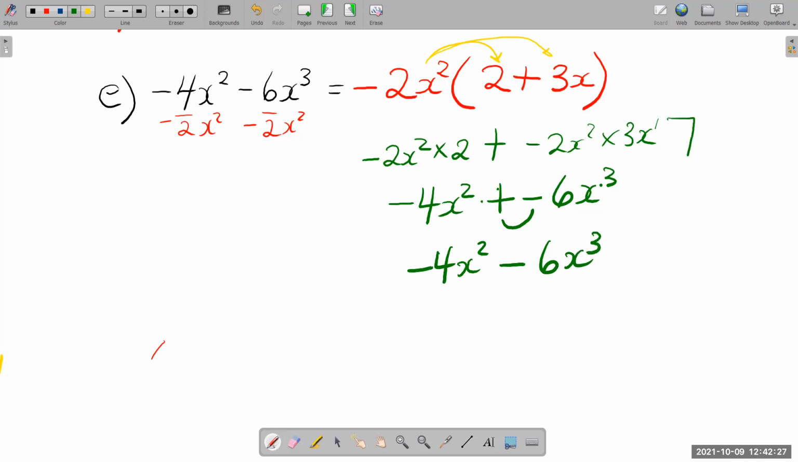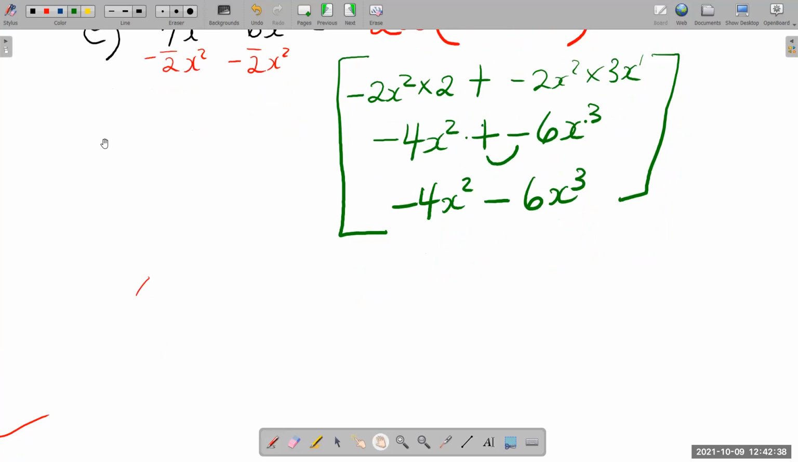So you see, all of this was just us checking back our answer. You don't need to do this when you feel confident and you feel like you pulled out the right thing, but this is just a way to check. So it's important for me to teach you how to check to make sure your answer is correct. All right, so let's try F.